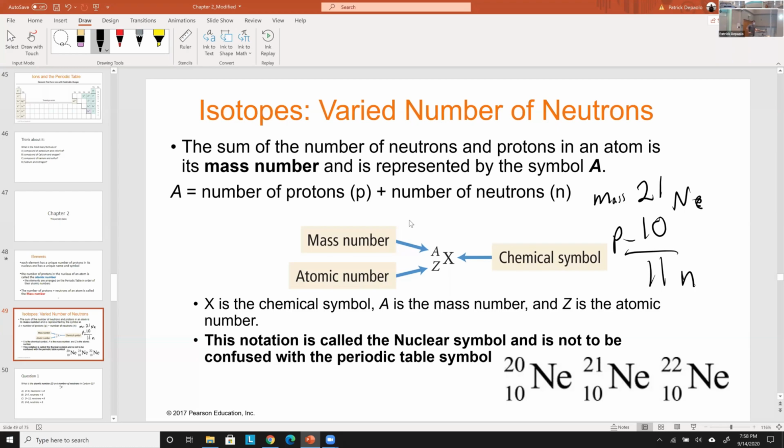I'm not saying that's the reason why they set it up this way, but it makes it a lot easier to find the number of neutrons. So keep that in mind. Maybe that'll help you remember or distinguish between the two. So, okay, good. All right.